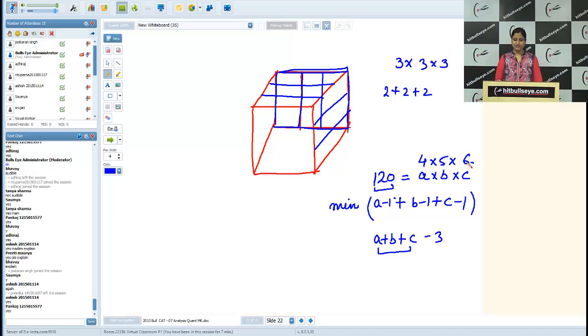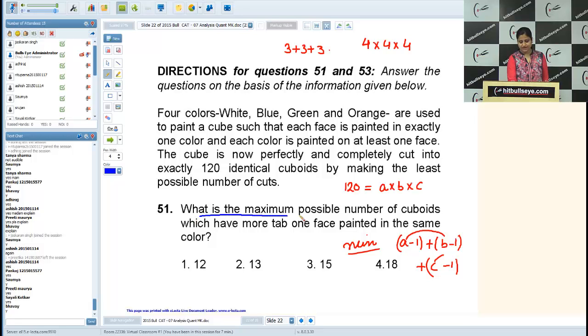So how many cuts are needed first of all? Cuts needed are 3 plus 4 plus 5. These many cuts are needed to make this kind of cuboid. Is it okay? Clear? Now what is the question? What is the maximum possible number of cuboids which have more than one face painted in the same color?